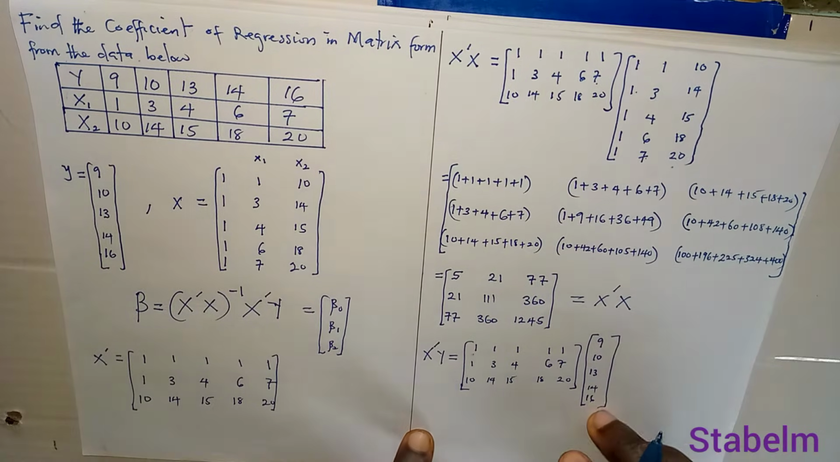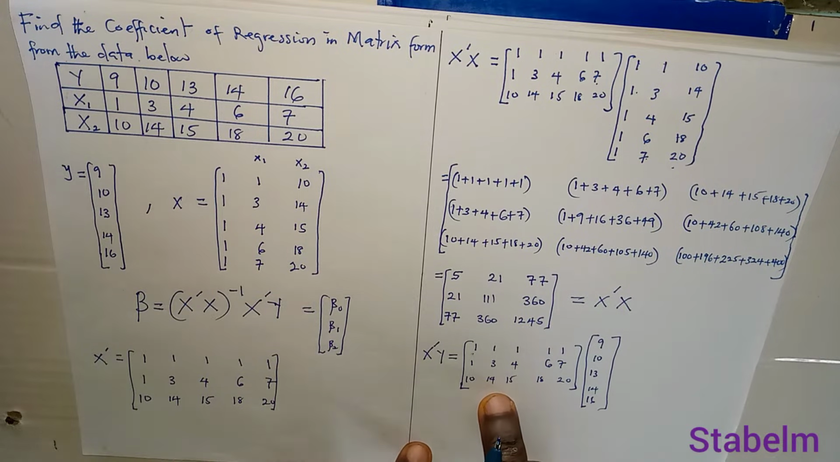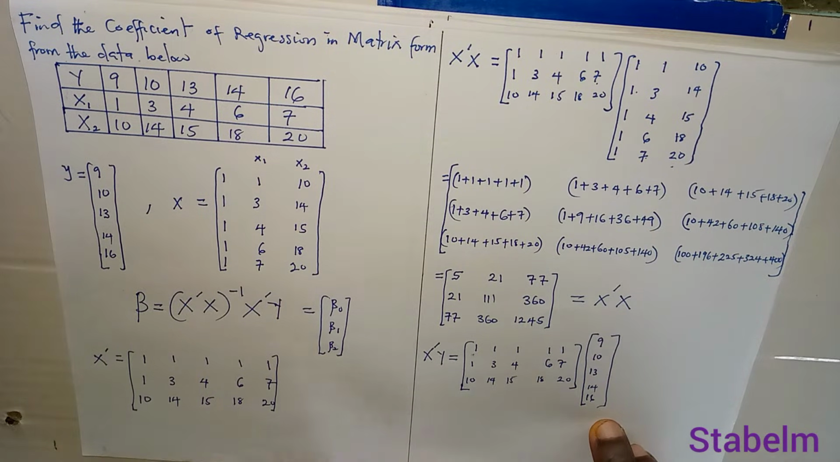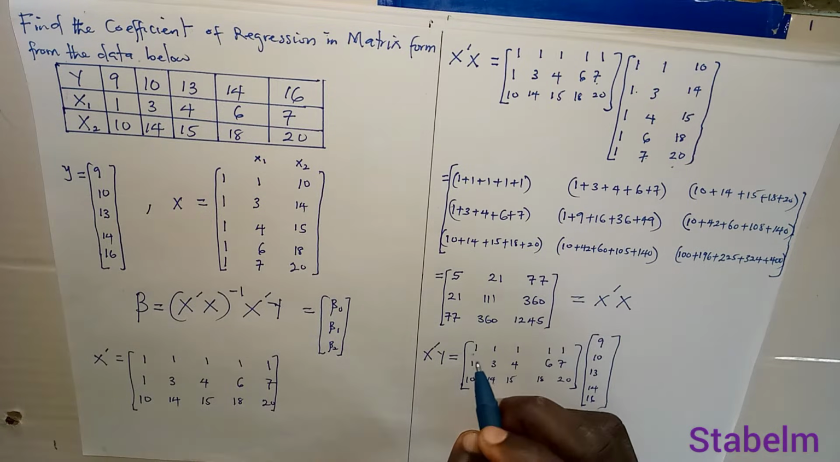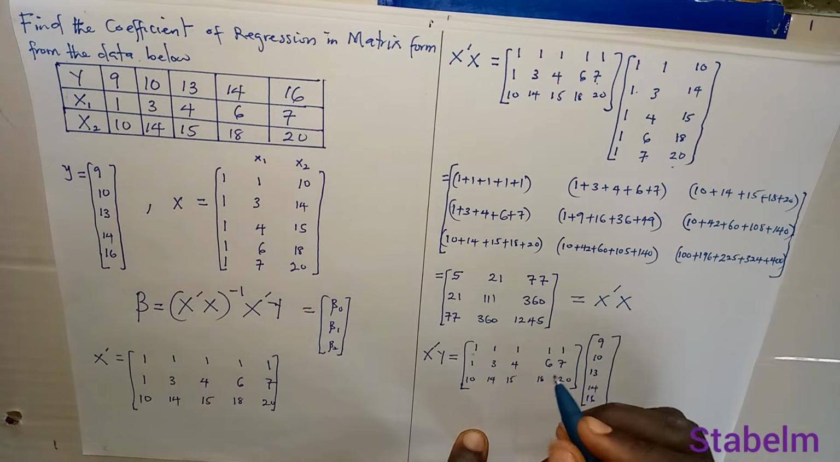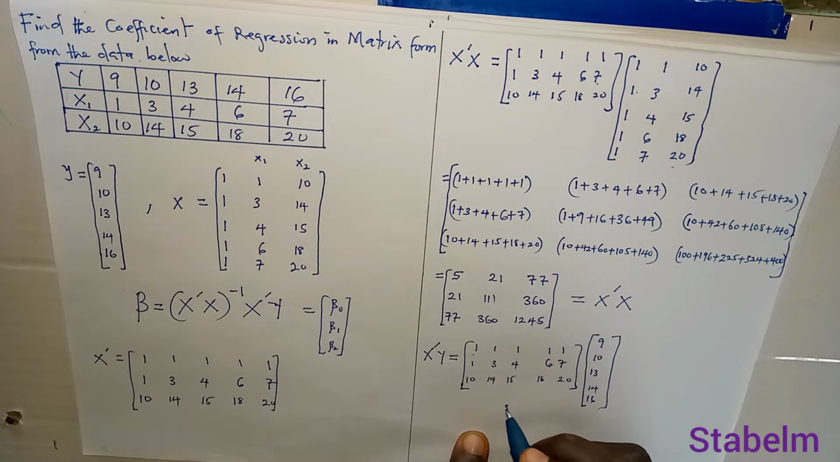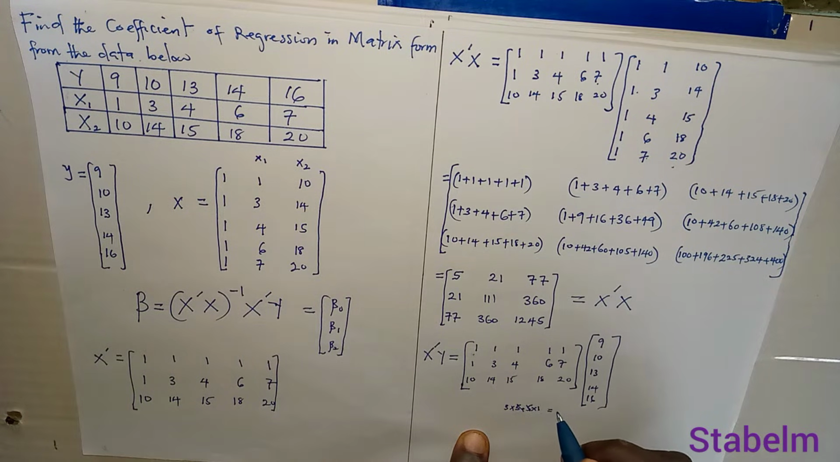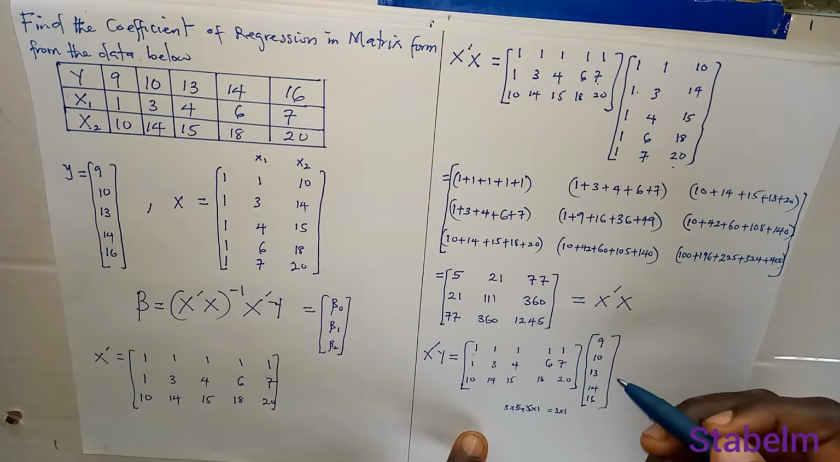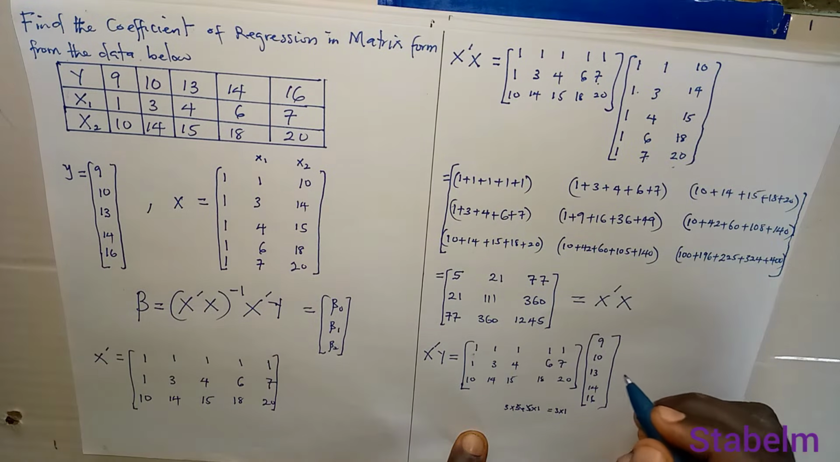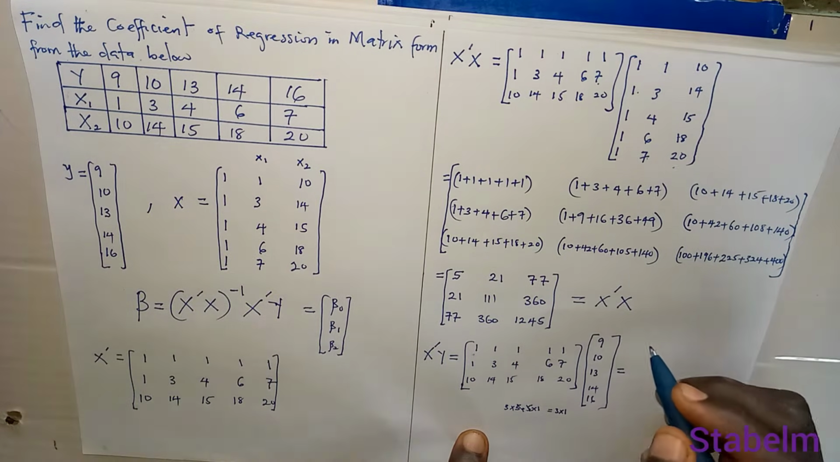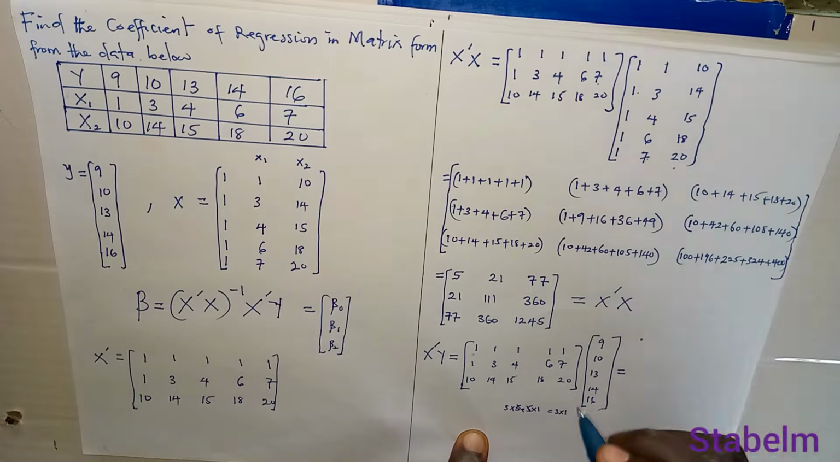So that is our Y. We are multiplying this matrix by this matrix, and you can see this is a 3 by 5 matrix multiplied by a 5 by 1 matrix. This 5 cancels this 5, then we're going to get a 3 by 1 matrix. So the answer we're expecting here is a 3 by 1 matrix. Now let's do it here.